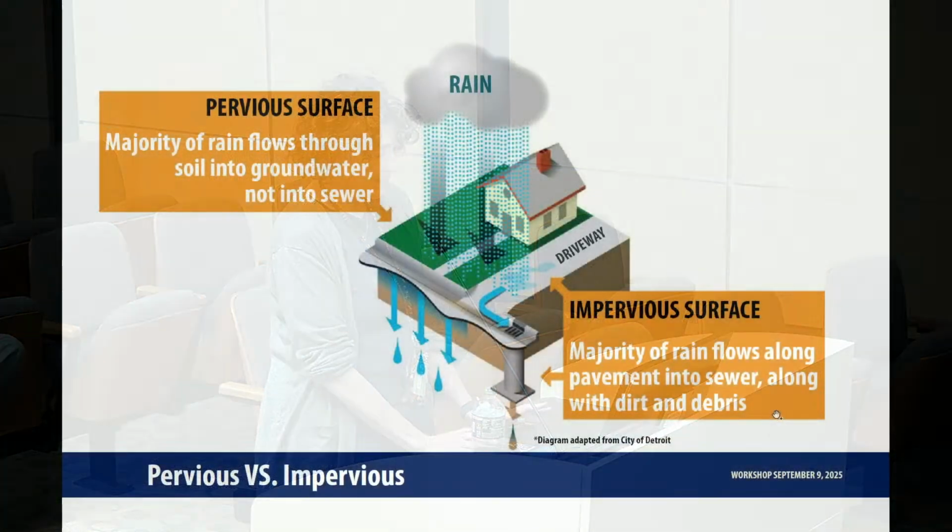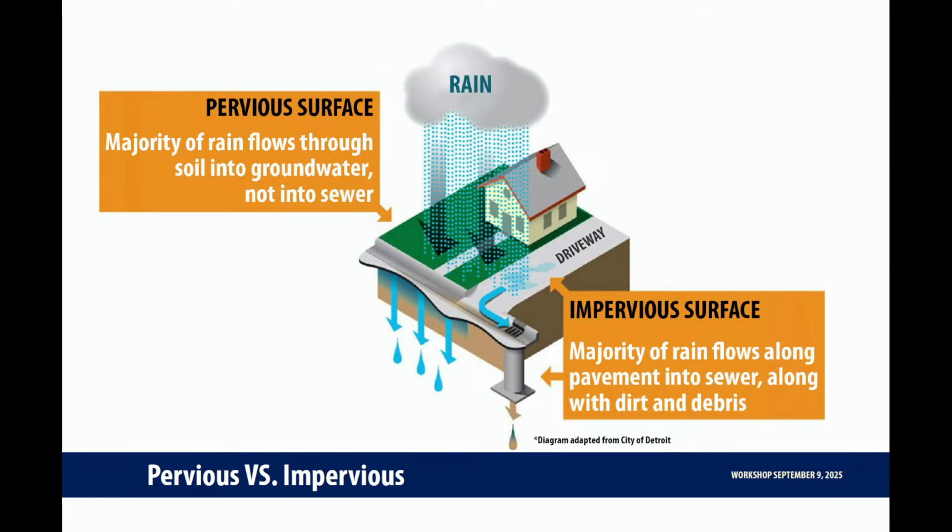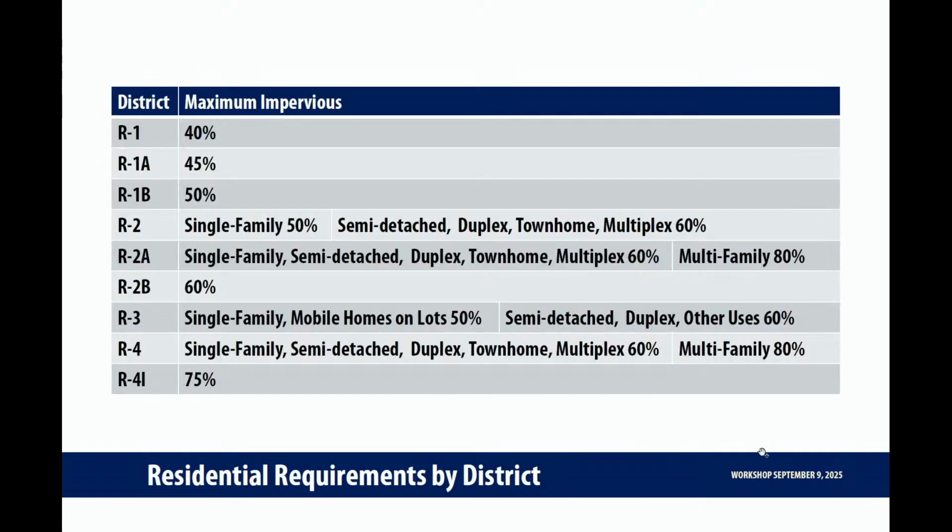I've got a brief presentation to go over these materials. Just a brief introduction. Pervious surfaces, the majority of the rain flows through the soil into the groundwater, not into the sewer. Impervious surface, it flows along the pavement into the sewer with dirt and debris. It's channelized, it's put into pipes.